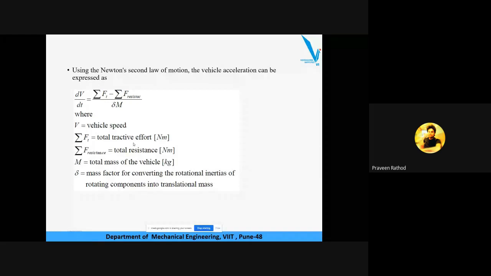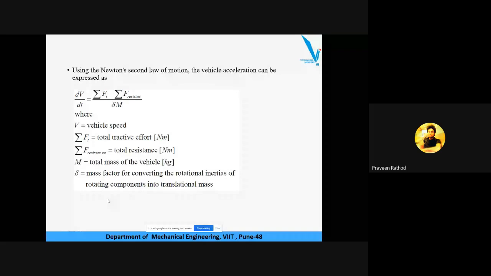Here, m is the total mass of the vehicle in kg, and delta is a mass factor converting the rotational inertia components into translational mass. This is the general equation I have shown you. This is how the acceleration of the vehicle can be expressed.